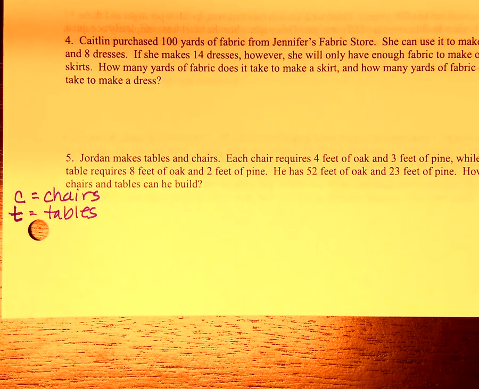Now this one's not as straightforward as the last one, is it? Because some of you want to write 4O plus 3P equals something, right? Except O and P are not our variables, are they? C and T, chairs and tables, are our variables. So we've got to figure out what kind of equations we need to write here. Any ideas?